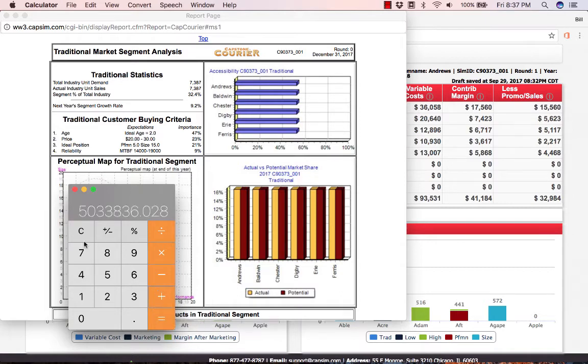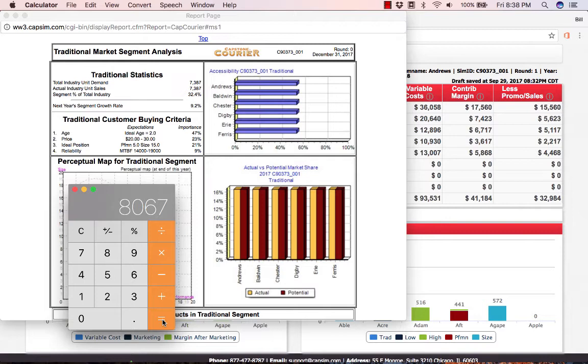I'm going to add that. 680 plus 7387 equals 8067. Okay, so that should be the total that would be sold in that segment next year.